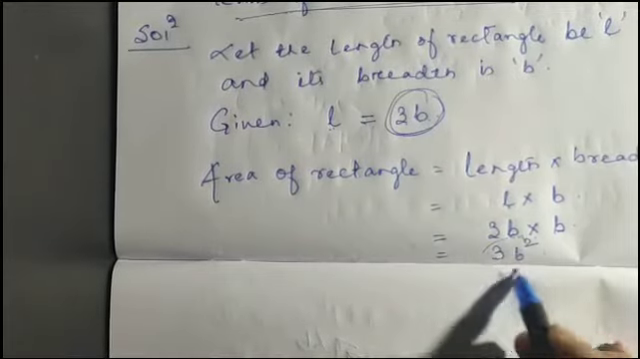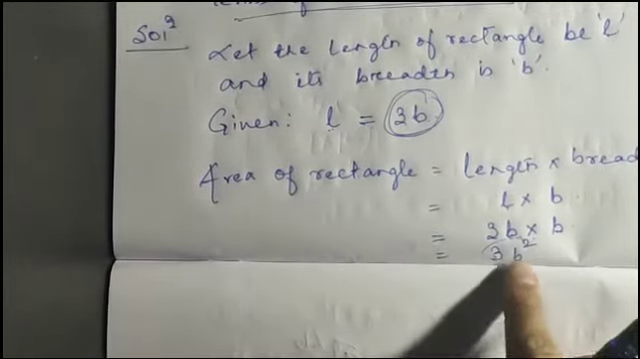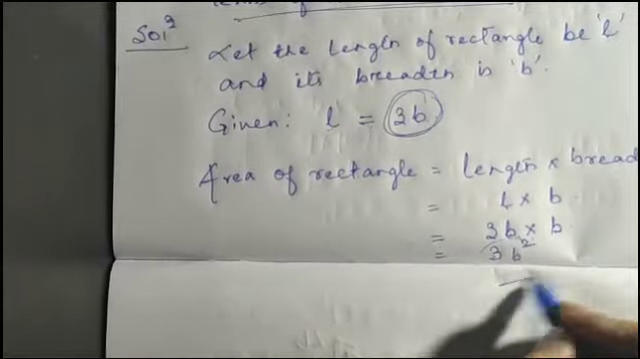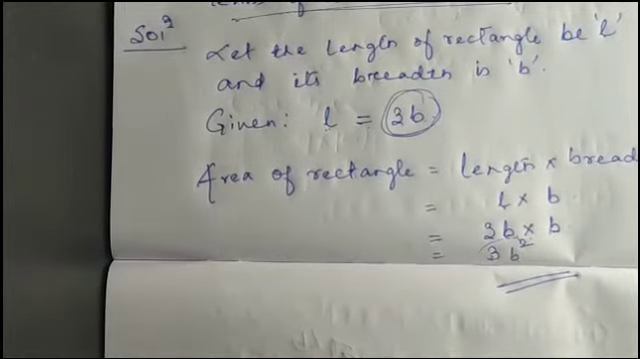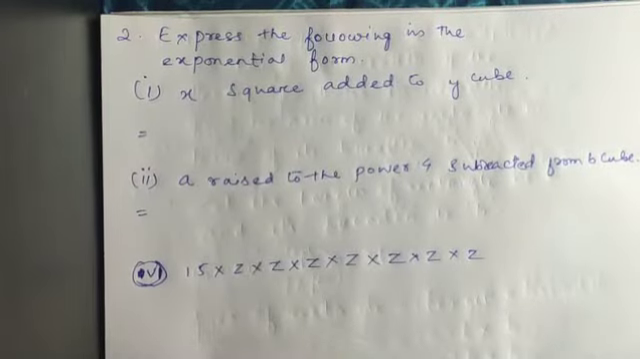Here no length is there, right? 3B square. In terms of breadth we got. Done. So that's all is the answer for this question. Let's see the next question. So here you see question number 2.